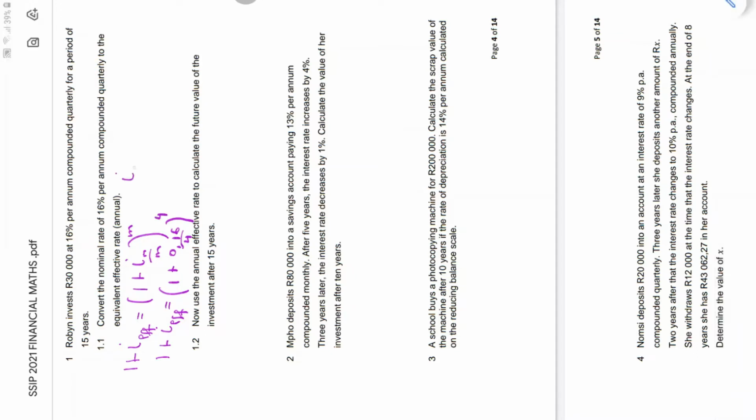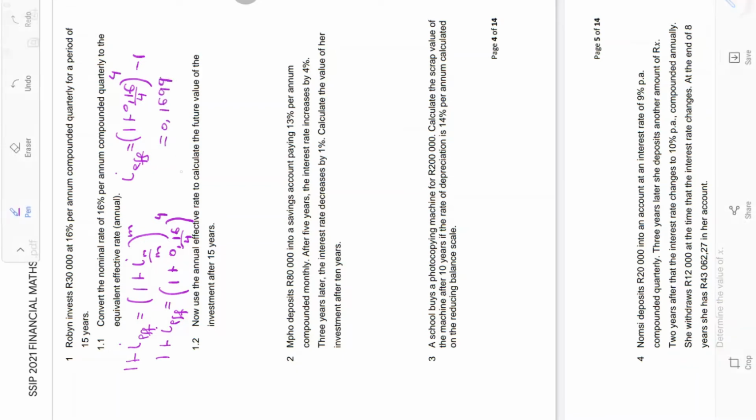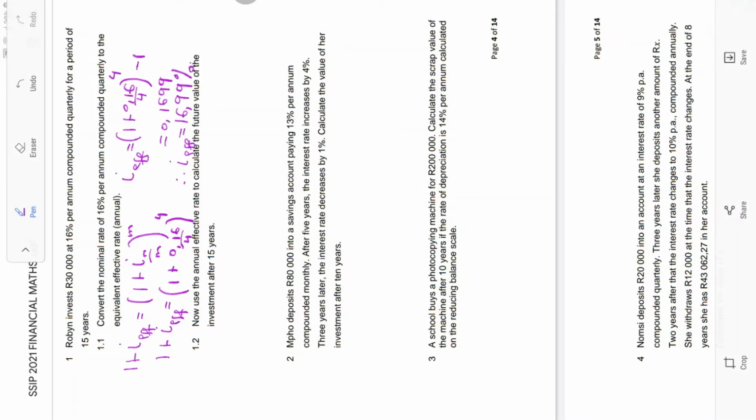So making your i effective the subject of the formula, this gives you brackets 1 plus 0.16 over 4 to the power of 4 minus the 1. So you punch that value into your calculator, you get 0.1699, but then you have to multiply it by 100, which finally gives you the effective interest rate as 16.99%. Let's go to question 1.2.